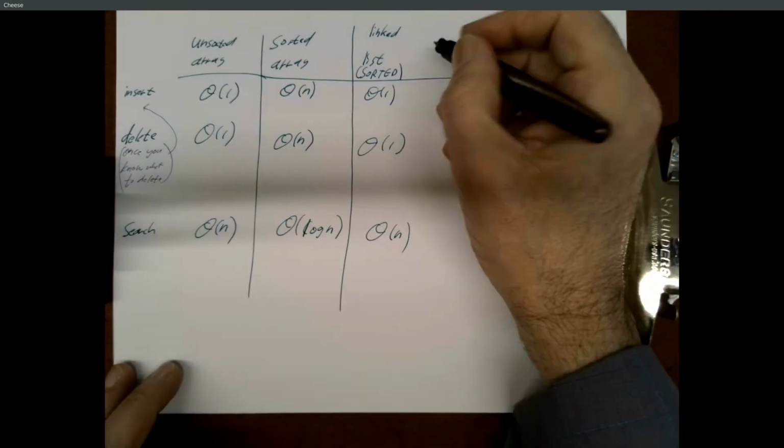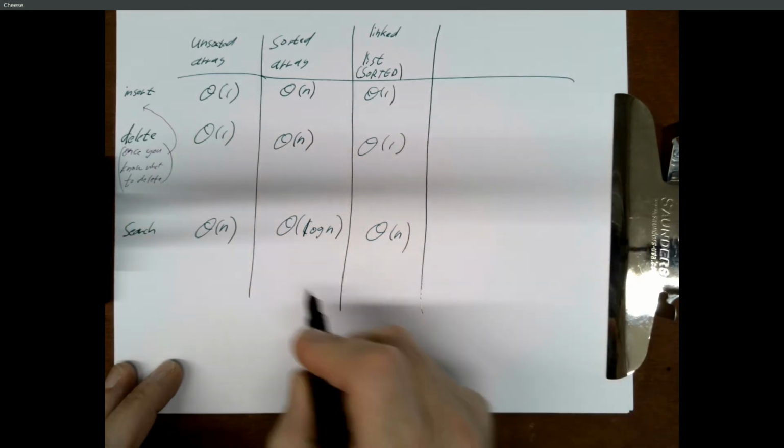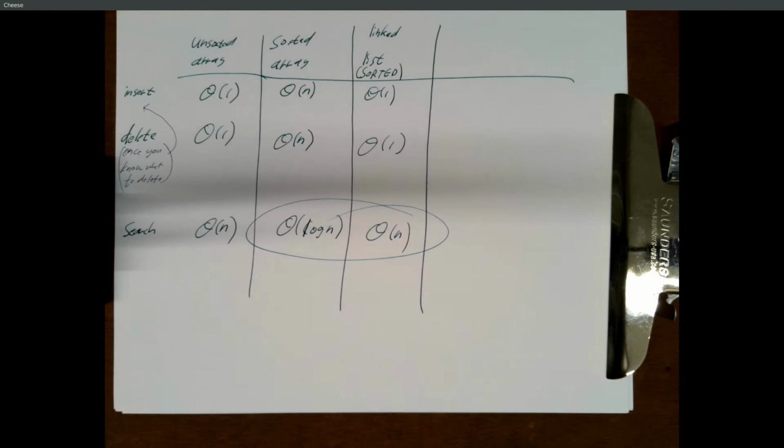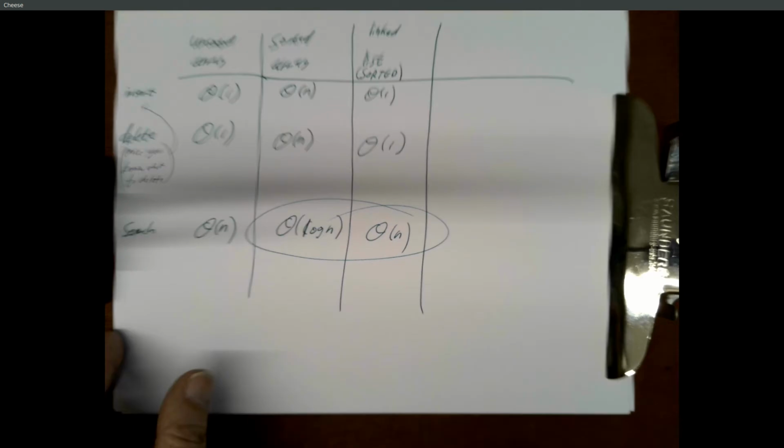Okay, so we're going to try to combine these. And I want to look at the search in particular. Okay, sorted data, we search by playing high-low. Pick a number in the middle, use that to decide which half of the array you want to search in, and keep going like that. With a linked list, we don't have a direct way to do that.